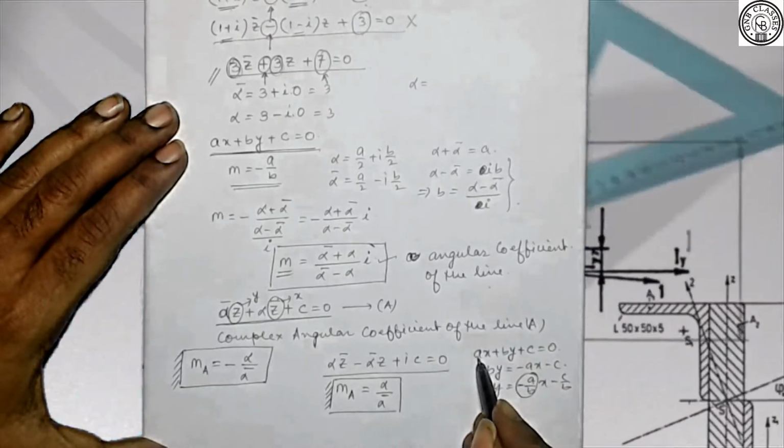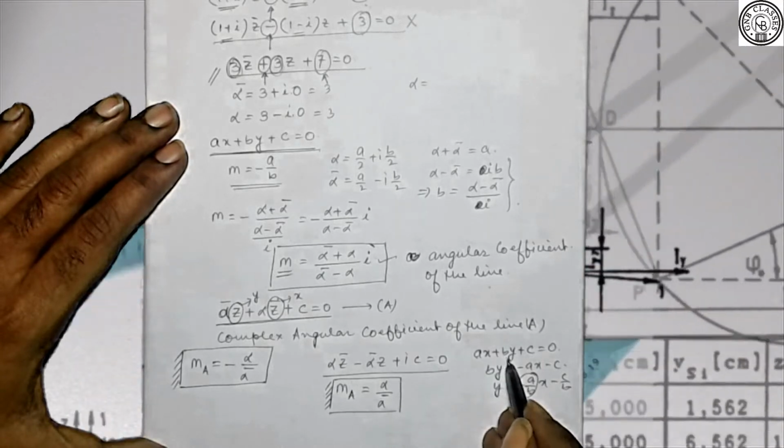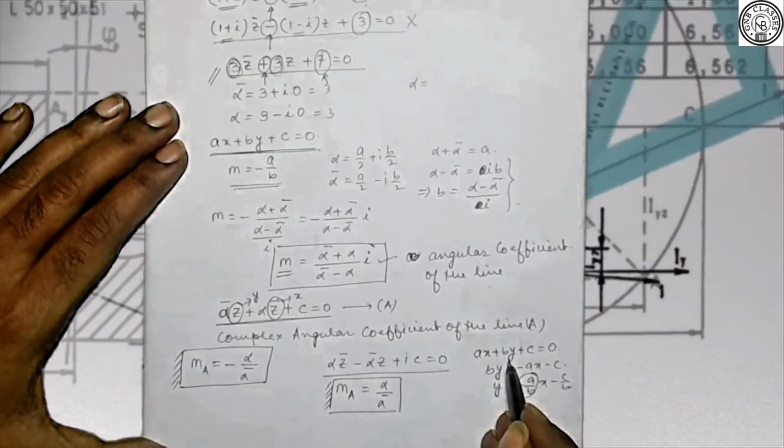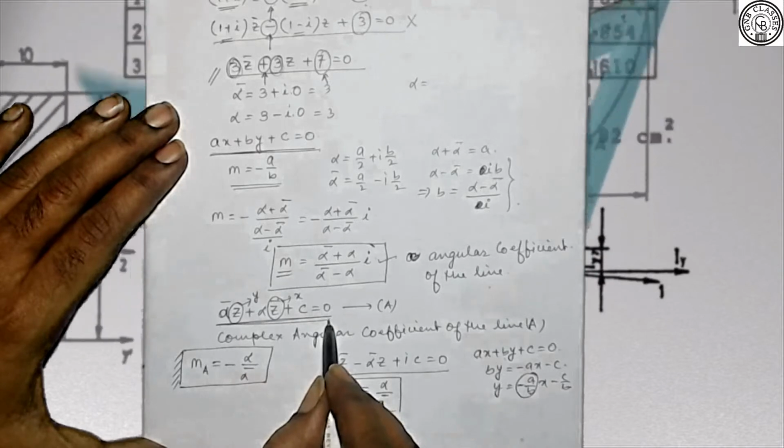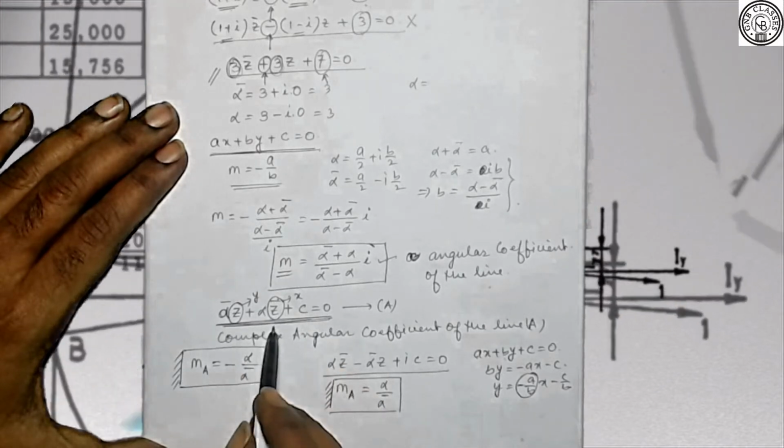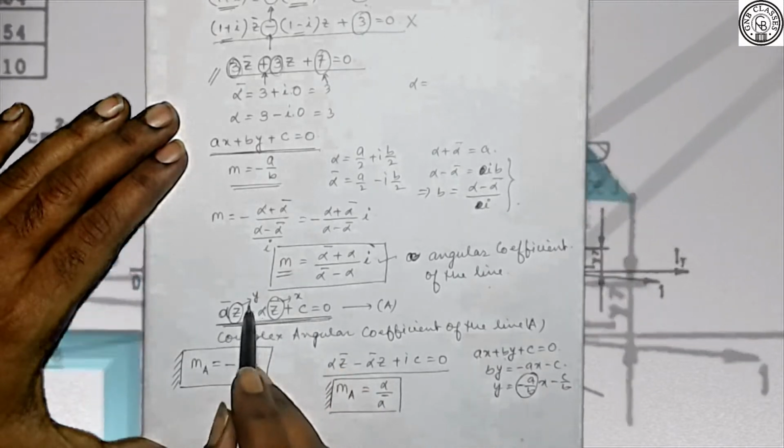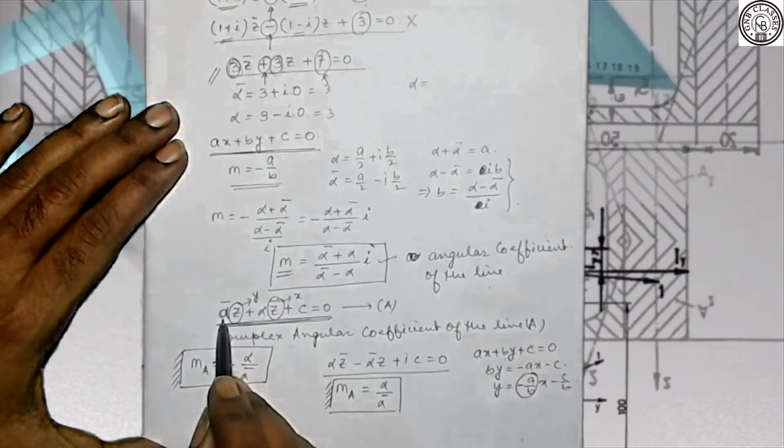A is what? It is the coefficient of x. And b is what? It is the coefficient of y. Apply the same thing over here. The coefficient of x is alpha. The coefficient of y is alpha bar.